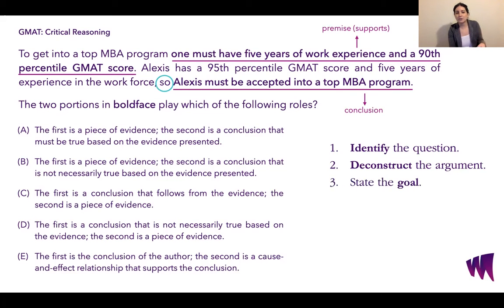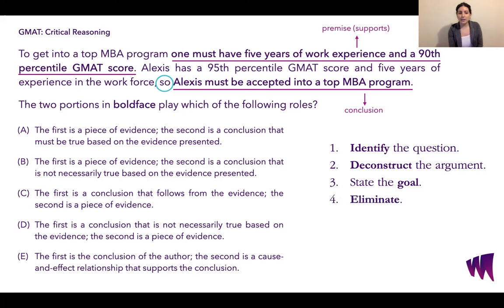Our next step is to go ahead and state the goal. We need to find an answer that is most closely aligned to what we've identified. We have two portions going in the same direction, the first one providing some kind of support for the final conclusion in the second portion. Our last step is to eliminate.